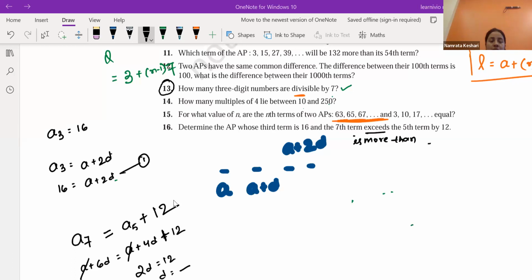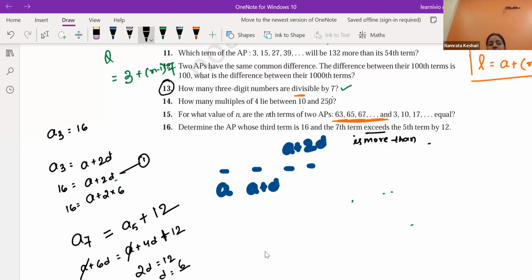Ma'am, we are able to find only D, right? Then how are we supposed to find A? Okay, I understand. If we substitute D, we will get the value of A, right? Yes, we will substitute D in equation number 1 to take out the value of A. Can you see the screen still? The D value, which is 6, we will substitute in equation number 1 and we will be able to find the A value.